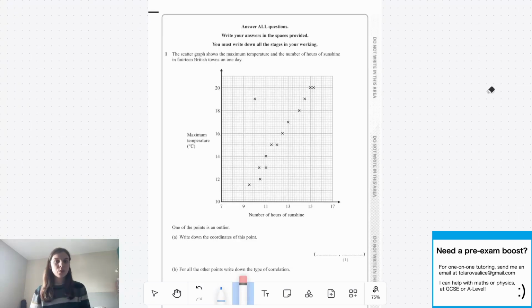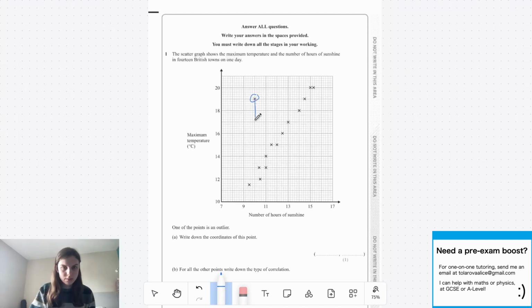Okay, question 1. The scatter graph shows the maximum temperature and the number of hours of sunshine in 14 British towns on one day. One of the points is an outlier. Write down the coordinates of this point. So clearly, it's going to be this one up here. So let's just draw lines across to see where the coordinates are, and it's going to be at 10, 19. So let's write that in. X coordinate always goes first, remember that.